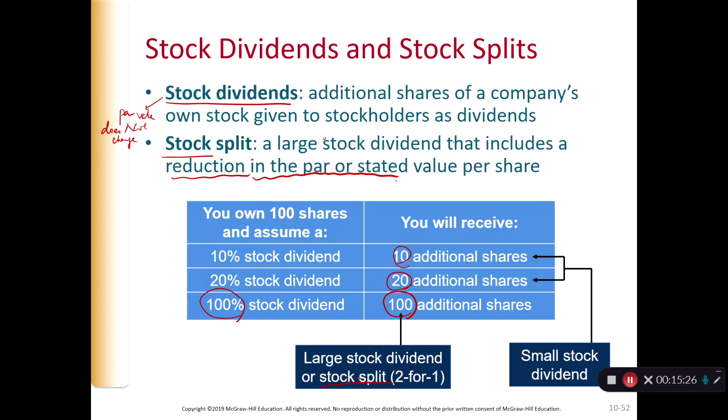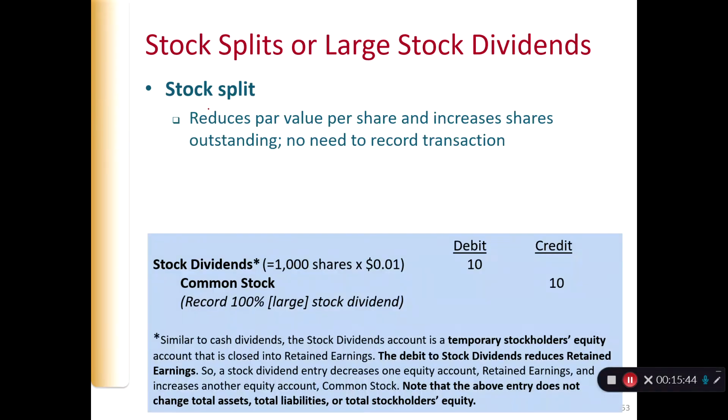But there's a fundamental difference between a large stock dividend and a stock split. As I explained, a stock split will reduce the par value of the stock by half. However, a stock dividend is still a dividend, hence the par value doesn't change. Let's look at the split for a second. A stock split reduces the par value per share and increases the shares outstanding. There's no need to record a transaction. That's another big difference between a stock dividend and a stock split.